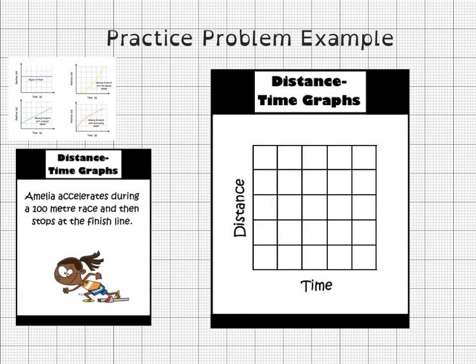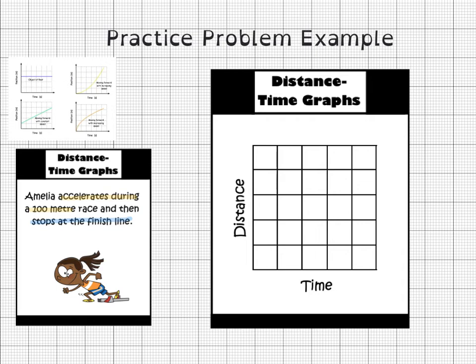Okay, so let's go ahead and give this one a try. Our situation: Amelia accelerates during the 100-meter race and then stops at the finish line. Okay, so I am seeing accelerates during the 100-meter race, so that's going to tell me she's picking up speed, increasing, accelerating, and according to my cute little table over here, positive acceleration is going to look kind of like that, so that upwards curve. And then she stops at the finish line, and if I remember, at rest and stopping, that's my line up here.